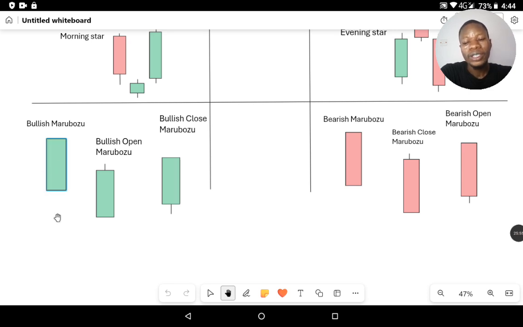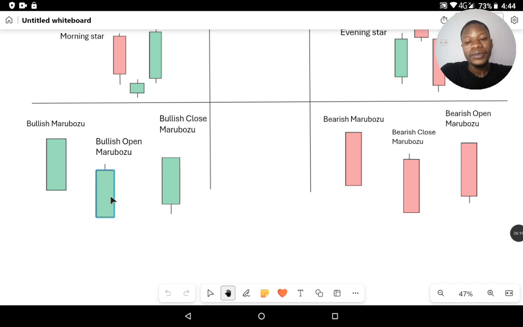When you see this on the support level, trust me, just go and prepare to go long, because the buyers are now dominant and dictating the market. And for the other side, when you have it red on the resistance level, it is called the bearish Marubozu. So it shows that the sellers are now the ones in control, and you should be getting ready to ride on with them.